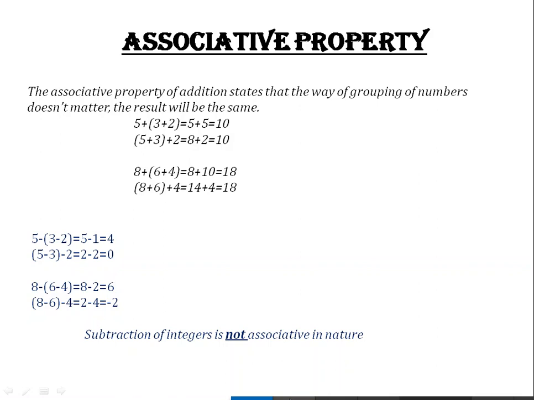So students, these are the three properties coming under addition and subtraction. That is closure property. Addition and subtraction are closed for integers. Next, the second one was commutative property. Commutative property holds only on addition. Subtraction of integers is not commutative in nature. Again, the last one, associative property. Here also associative property holds only on addition. Subtraction of integers is not associative in nature.